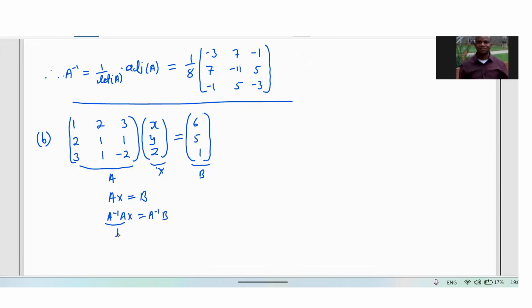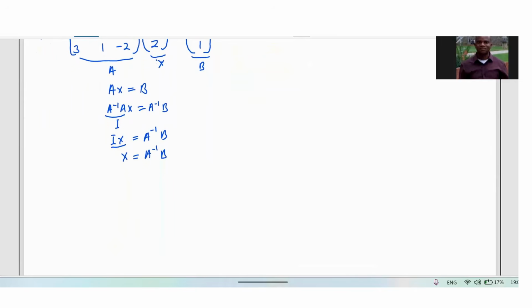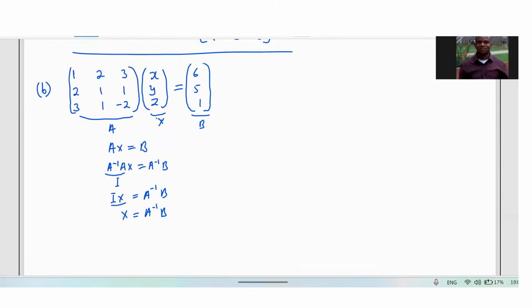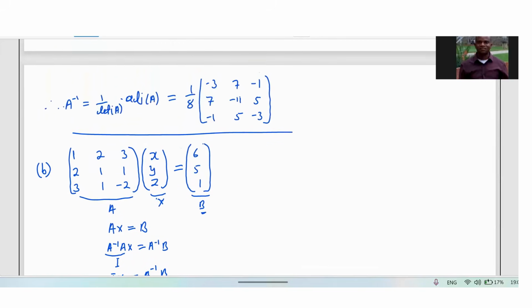And we know this gives us an identity matrix. So this becomes IX = A inverse B. And this one is simply X = A inverse B. Why? Because an identity matrix is similar to 1, and 1 times anything is the same answer. So to solve this system, we just need to multiply A inverse by matrix B. This is our matrix B, and A inverse is the one we have found above.